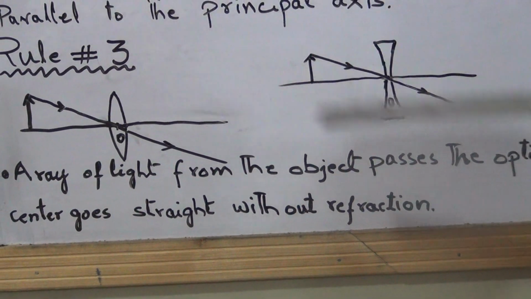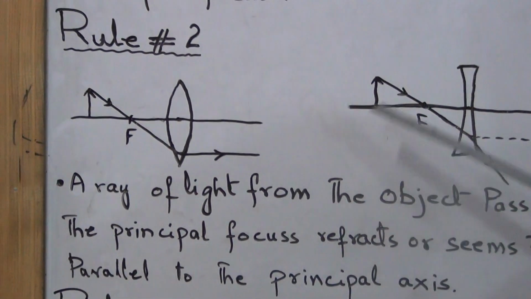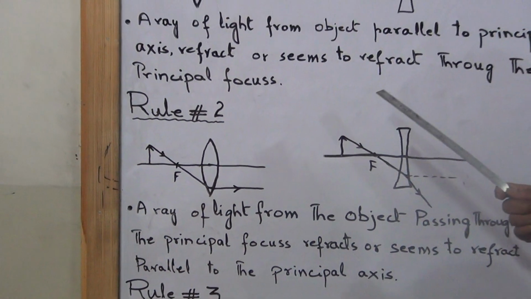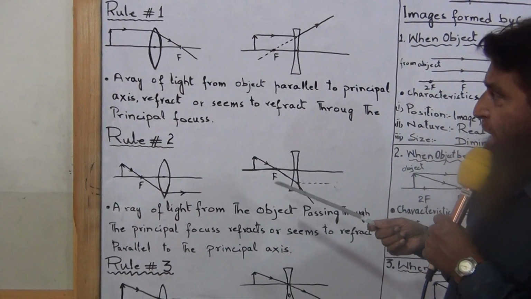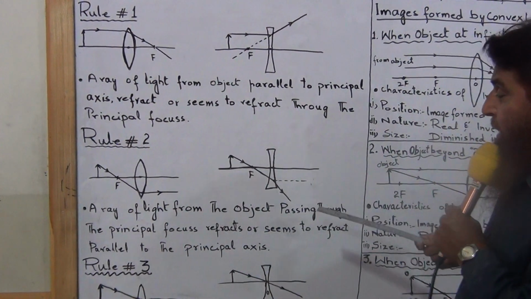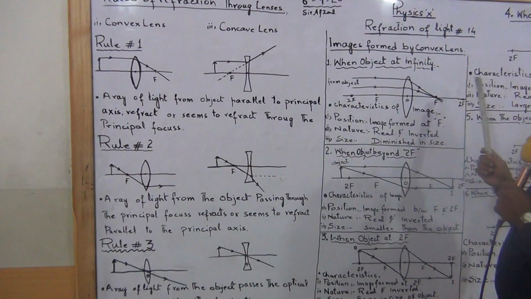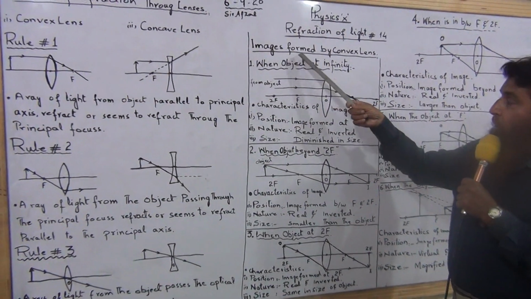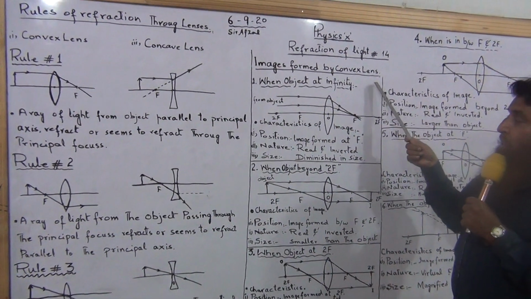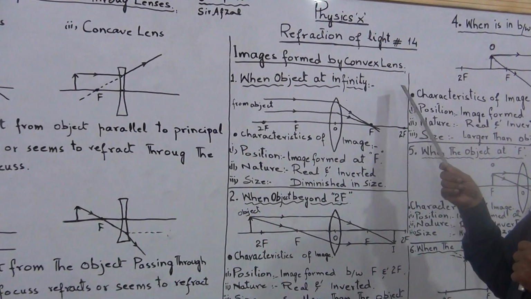So these are three rules. We take these three rules to make the image of the object. Any two rules you can apply to make the image from the lenses. So first of all, we have to make the images formed by convex lens. How are the images formed by convex lens?